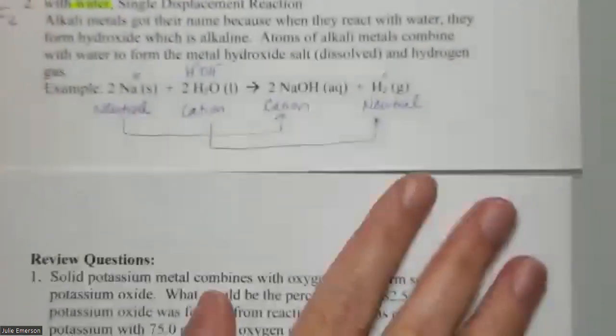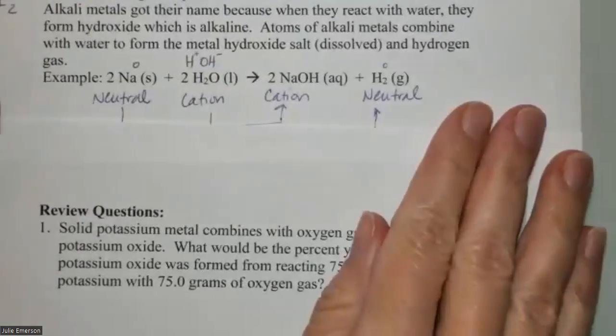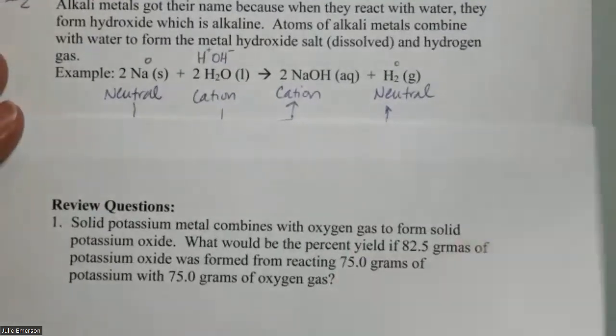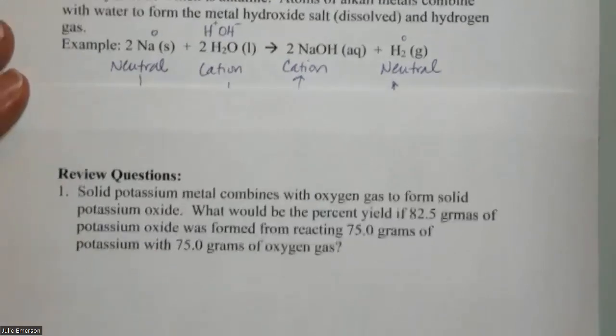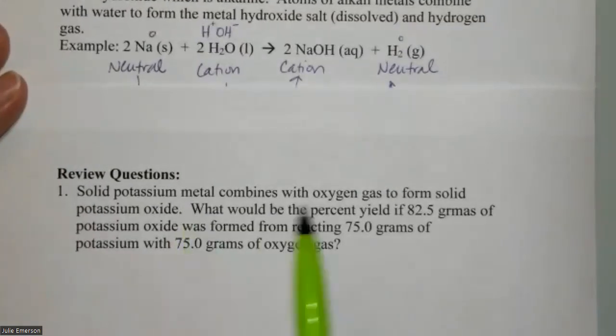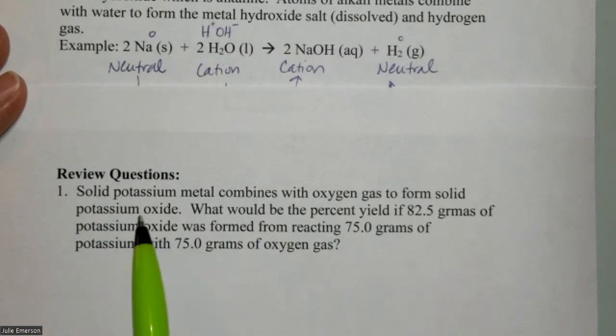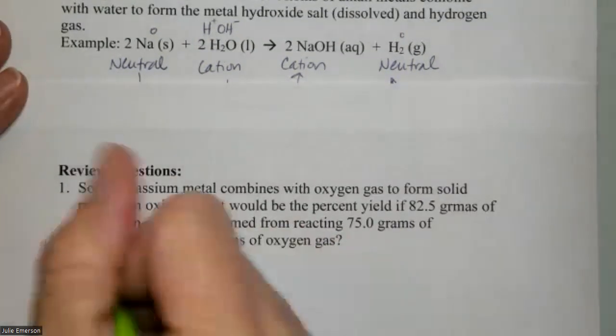Okay, so 2 questions to go to review. Like the chapter kind of stops there, but I felt like we needed a little bit more. So we've got potassium metal combines with oxygen gas to form potassium oxide. Let's do the equation first.